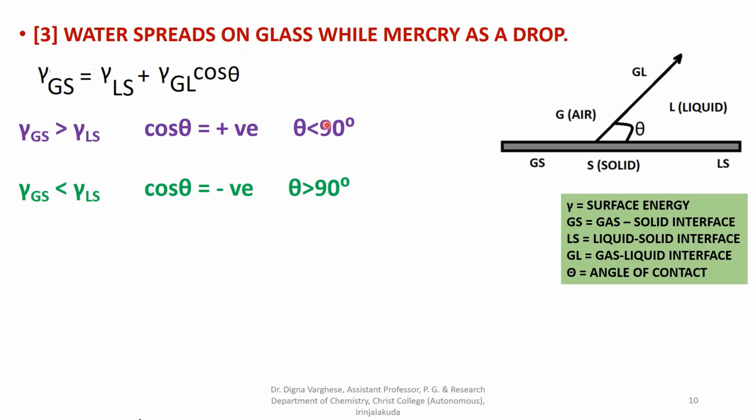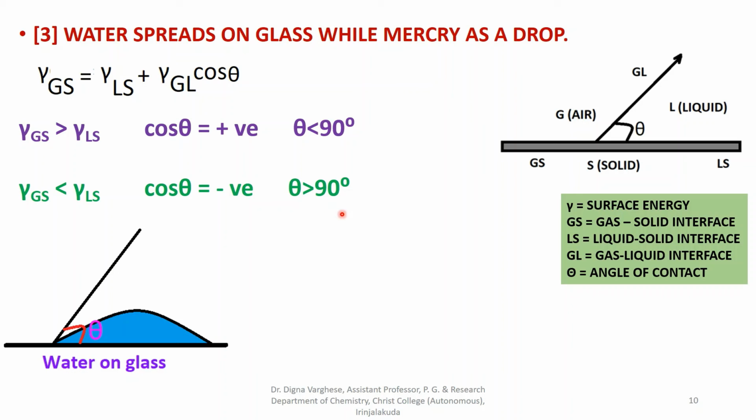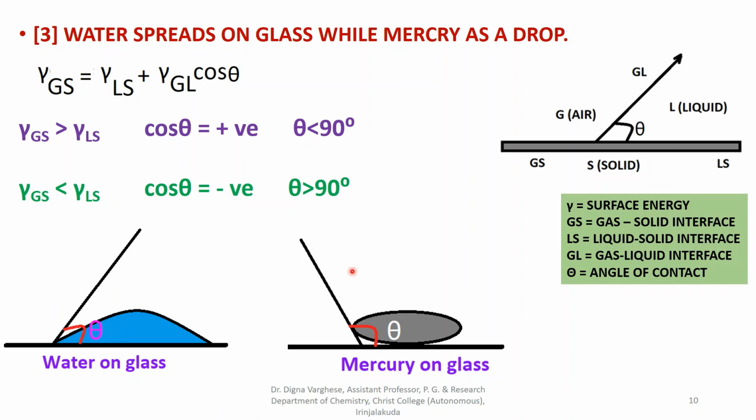In the case of water glass interface, theta is less than 90 degree. So water spreads on glass. In the case of mercury, theta is greater than 90 degree. So mercury does not wet the glass and mercury remains as a drop while water spreads on the glass.